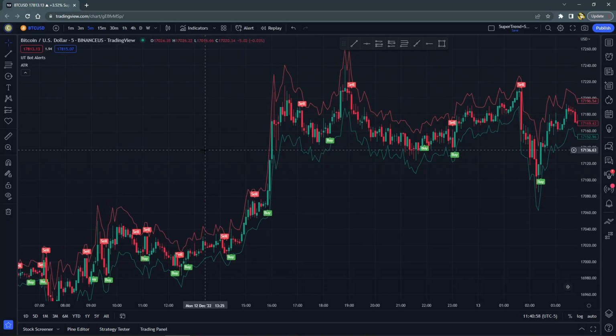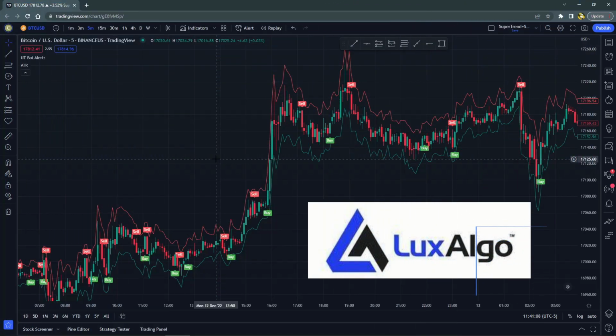Now, next, we're going to do some paid indicators. I know I don't normally do paid indicators, but I find that some of the components of this paid indicator, LuxAlgo, is super useful for trading.